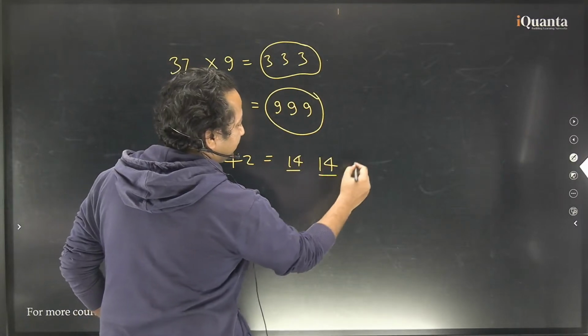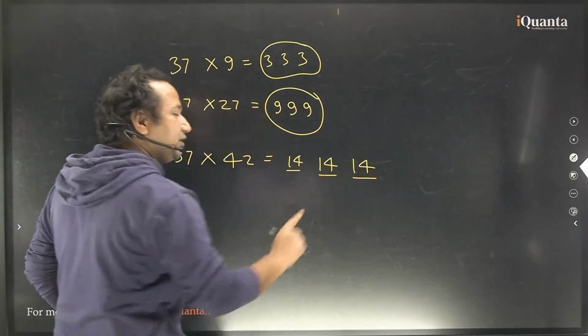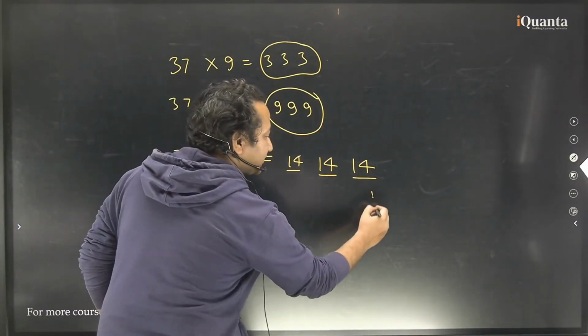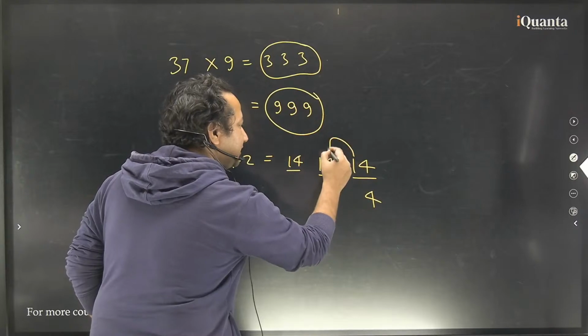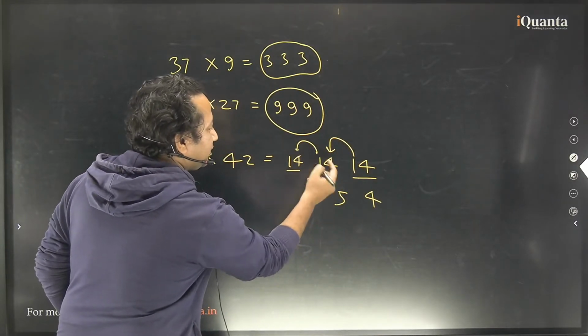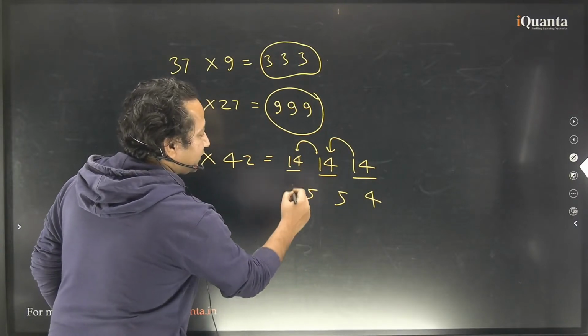But as you know, at one place only one digit can appear. So what happens over here? 4 stays and 1 gets carried forward. So 1 plus 4 becomes 5. This 1 also gets carried forward. 1 plus 4 becomes 5 and this 4 remains.